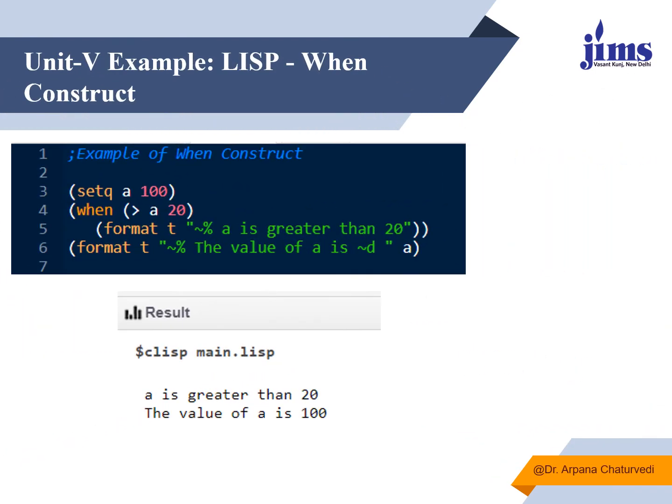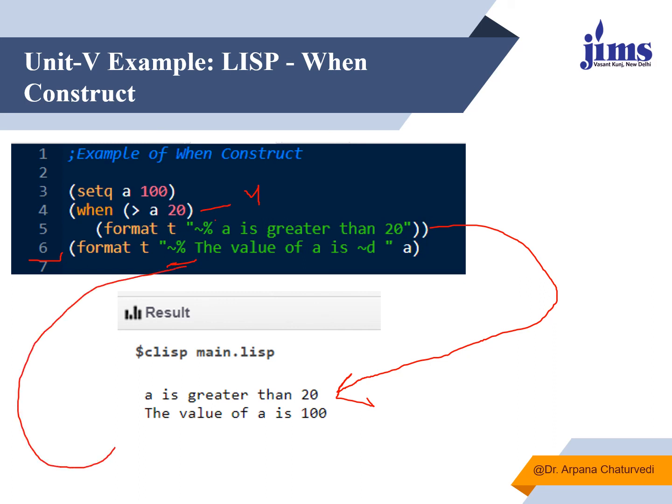Here is an example wherein I have set the value of a as 100. I am checking if a is greater than 20, meaning is 100 greater than 20? Yes, so it will print in a new line, a is greater than 20. So that's why it has printed a is greater than 20. Now it will come out from the when construct. This is a normal consequent statement. The tilde percentage brings the cursor to a new line. Then the value of a is ~d, so ~d is replaced by the value of a, that is 100, and we have seen the output is value of a is 100. This is how it works.